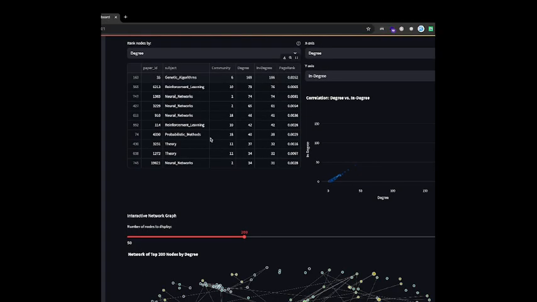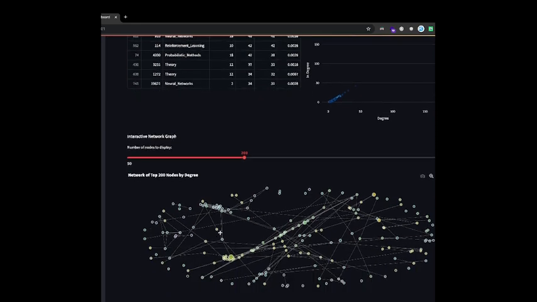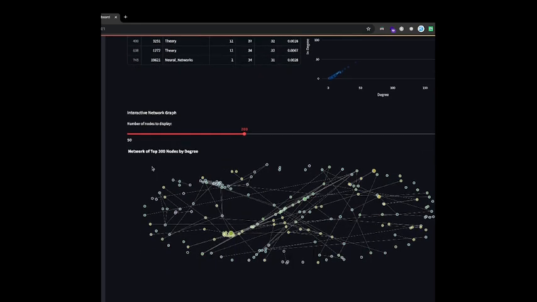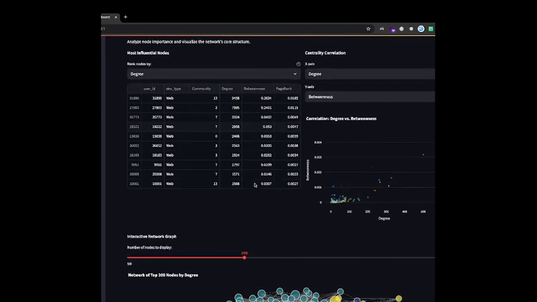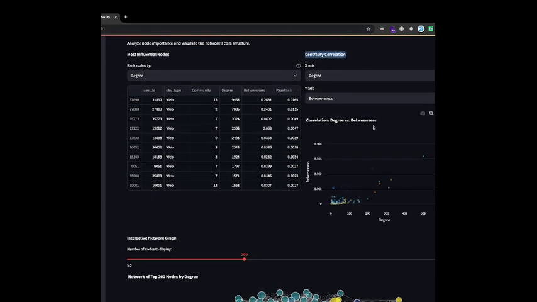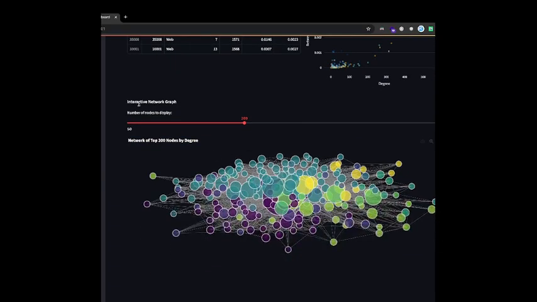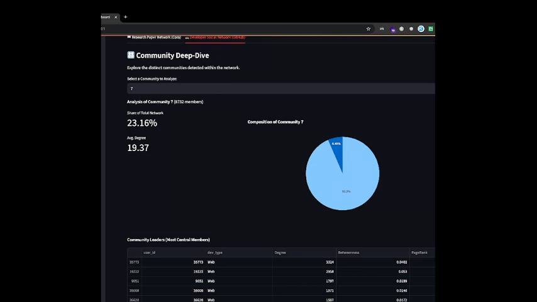We have used Plotly for dynamic graphs and hover info. As you can see, the nodes here display the network of the top 200 nodes by degree. Here we can see paper ID, subject, degree, and community. For GitHub, we can view centrality correlation, and here's the graph. About the interactive network graph, for each user we have user ID, dev type, meaning web or machine learning, degree, and community.